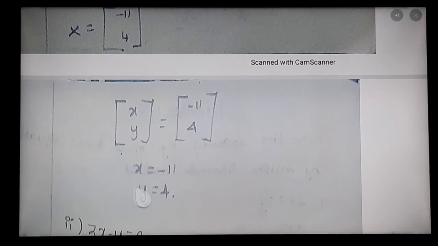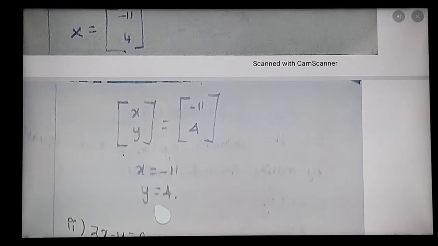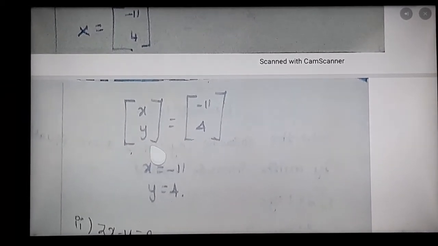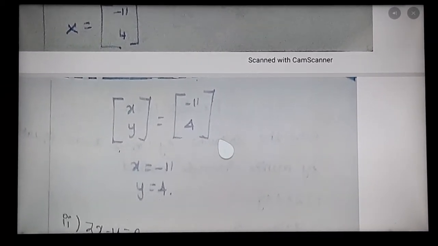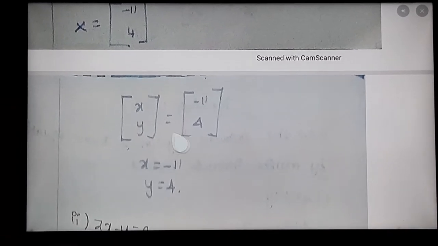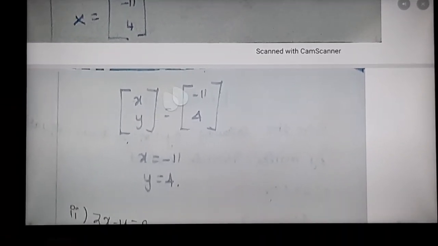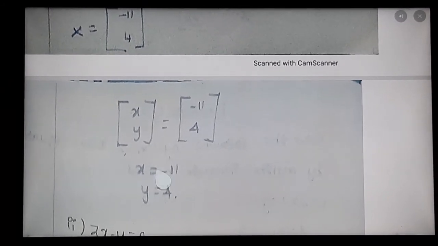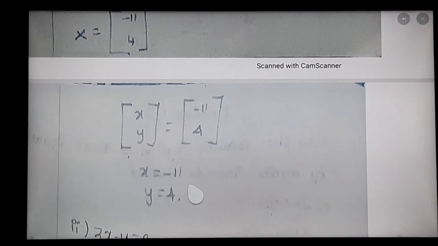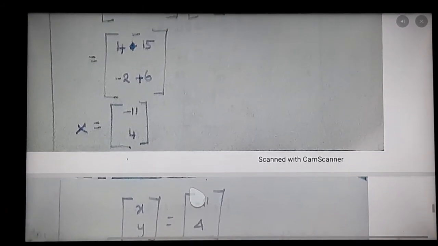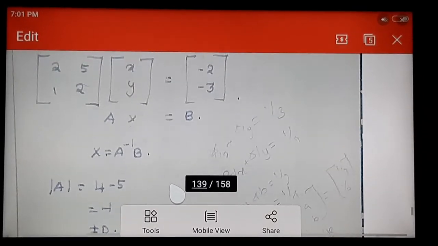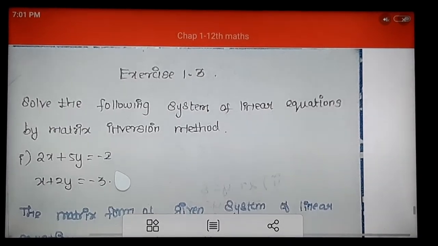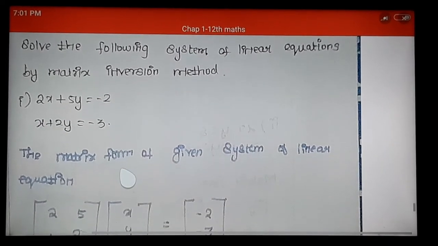Finally, you will write like this: x is equal to minus 11, y is equal to 4. Here equal matrices mean the corresponding elements are equal. Therefore, x is equal to minus 11, y is equal to 4. That is the answer. You also check it in the given system of linear equation. You will check your answer. Okay, that's all.